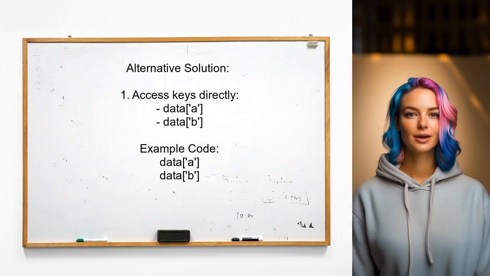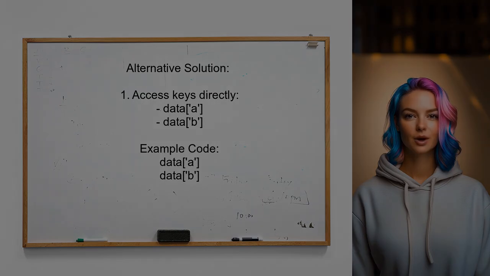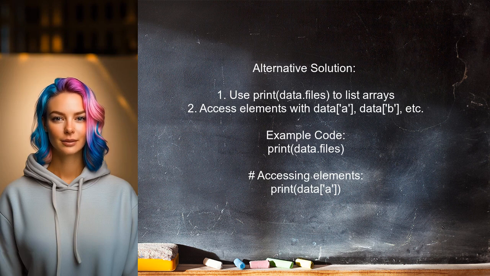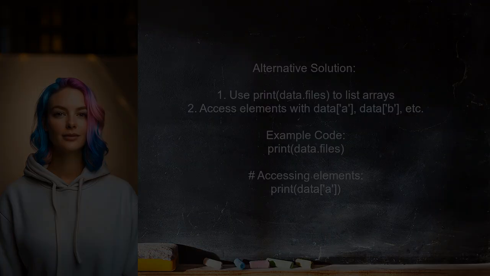An alternative approach suggested by another user is to access each key in the dictionary directly. You can do this by using the syntax data followed by the key in square brackets. Now, let's see a response from a different user. An alternative approach shared by another user is to use the print function to view the contents of your NPZ file. By typing print data.files, you can see a list of all the arrays contained within the file. Then you can access individual elements like this: data['A'] for array A, data['B'] for B, and so on.